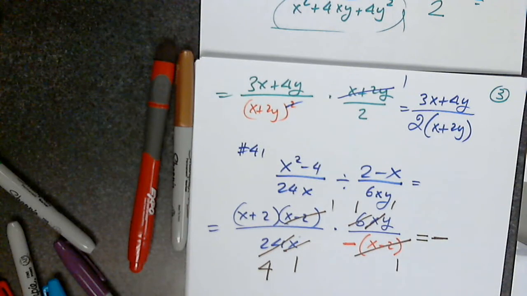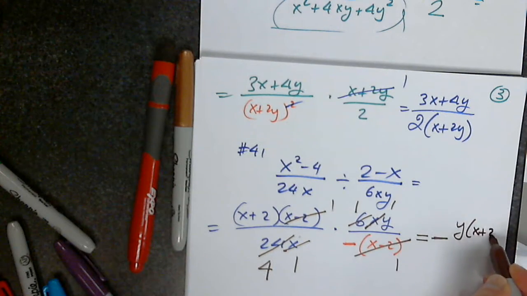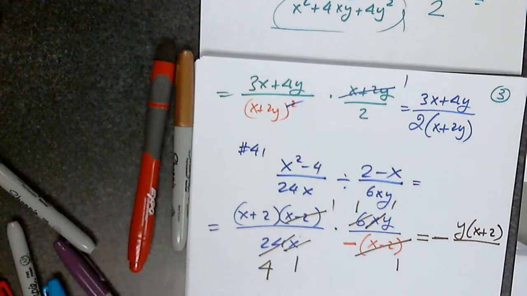What is left at the top? And a y. So I will put the y in front. What is left in the denominator? Just 4. But I put a negative in front. Good. Anything else?